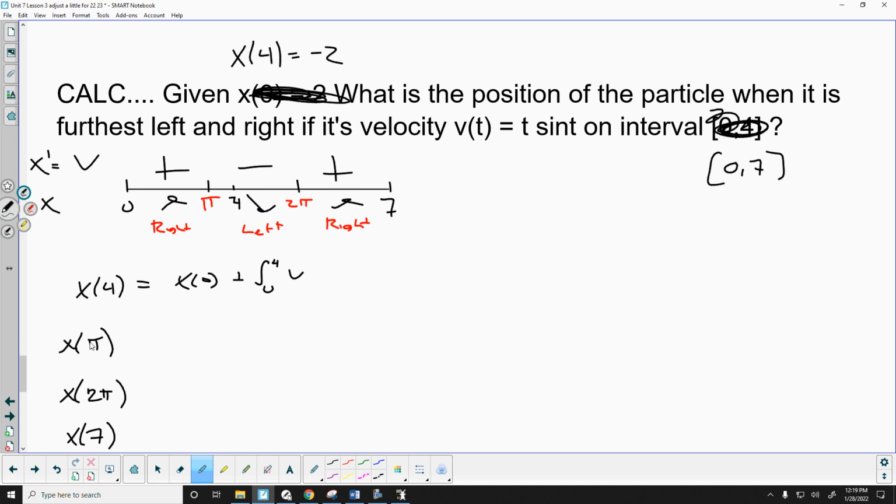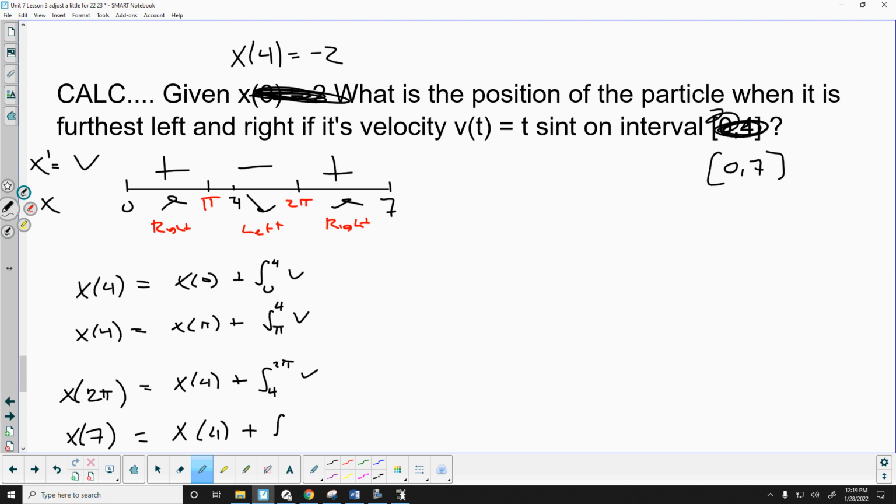You want to find x of pi? X of pi is in the past. So you have to do x of 4 equals x of pi plus the integral from pi to 4 of v. X of 2 pi is in the future, so you could do x of 4 plus the integral from 4 to 2 pi. X of 7 is in the future, so you use x of 4 plus the integral from 4 to 7 of v.